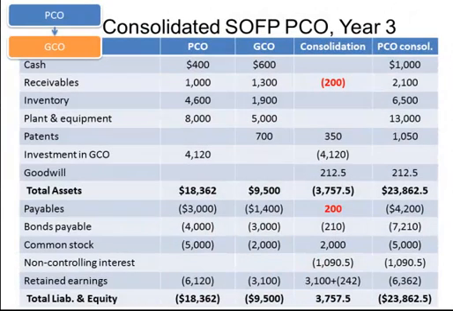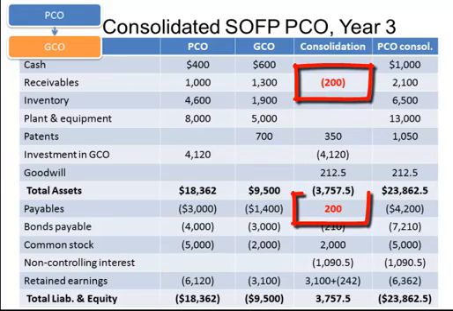The consolidation worksheet presented here picks up from where we left off in our last lesson. However, we now incorporate the elimination of the intercorporate activity denoted in the red font. On the consolidated balance sheet, you can see the amounts that would be eliminated from the receivables and payables. Not eliminating these intercompany accounts would result in an overstatement of receivables and payables and could impact ratio analysis.